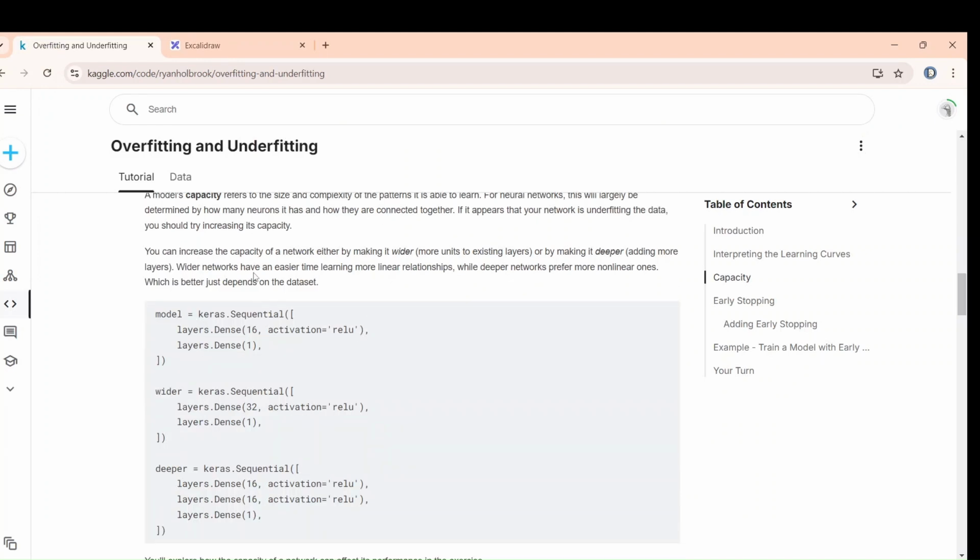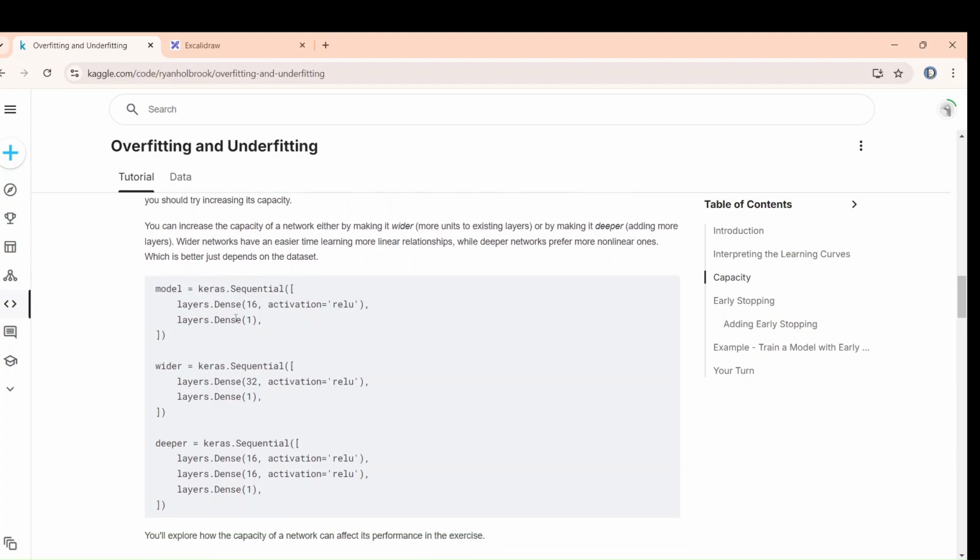Fine. Wider networks have an easier time learning more linear relationships, while deeper networks prefer more non-linear ones, which is better depends on the dataset. See, we did this before also. Keras library, Sequential, layers.Dense. You were creating a dense layer with number of units 16, and the activation is ReLU function. For output, a dense layer with 1 unit, because maybe you are doing a regression problem. Fine.